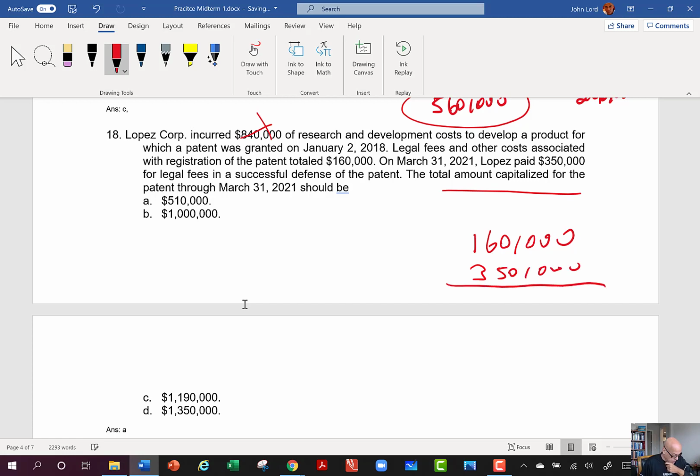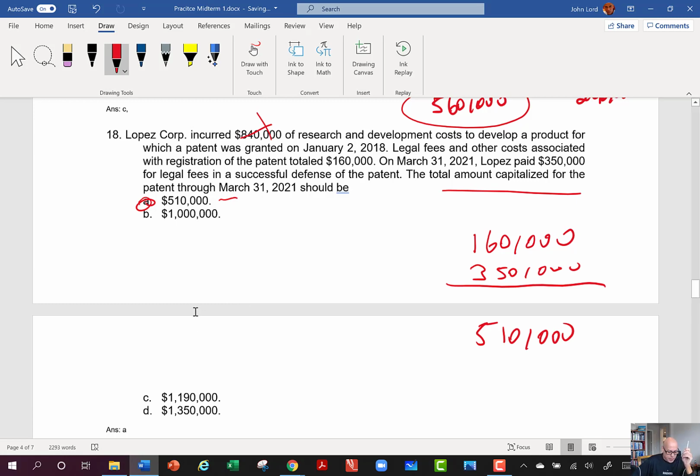Okay, and so you add those two together, that gives me $160,000, and $350,000 gives me what? $510,000. Okay. Looking at this question now, I guess it's okay. This is an okay question because they gave us $510,000, and then all the other amounts were more.